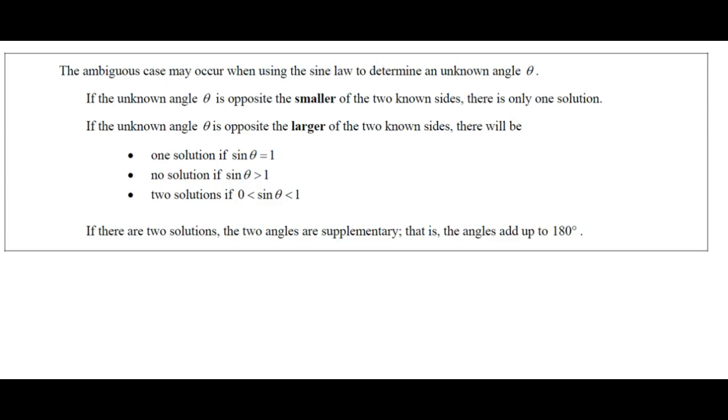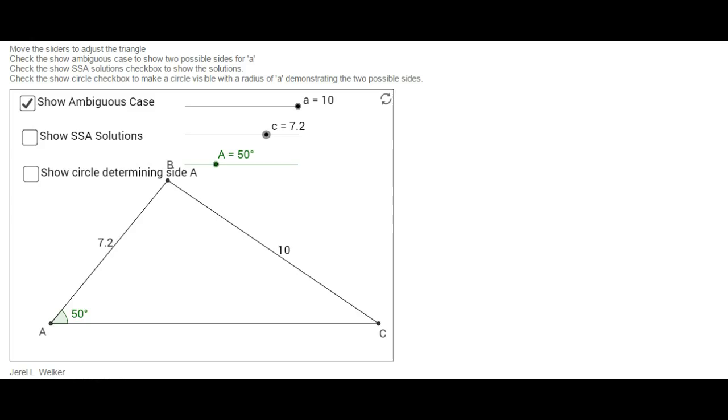So this only comes up with side-side-angle, or angle-side-side, but we avoid that. But just remember that it will be one of those if I try to solve one of those. If the unknown angle theta is opposite the smaller of the two known sides, there's only one solution. Again, if it's opposite the smaller, because the smallest angle is opposite the smallest side, right? So this unknown angle is opposite the smaller side, there's only one solution, because this side can't swing in.